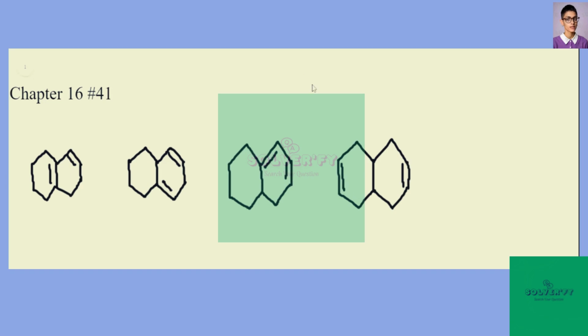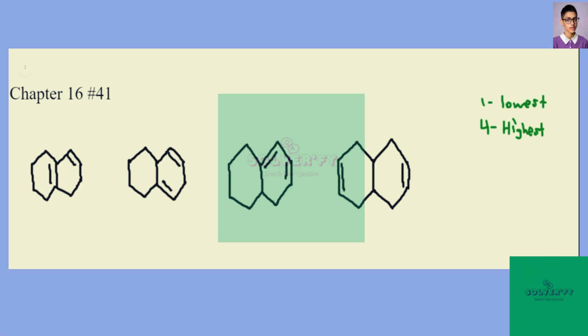This is the answer to Chapter 16, problem number 41 from the Smith Organic Chemistry textbook. In this problem, we're given these four dienes, and we are asked to rank them in order of increasing heat of hydrogenation. Number one is going to be the lowest heat of hydrogenation, and I'll call number four the highest heat of hydrogenation. So rank them 1 to 4 in order of increasing heat of hydrogenation.